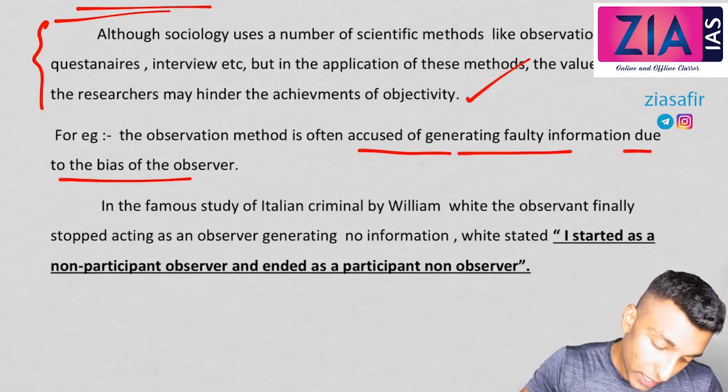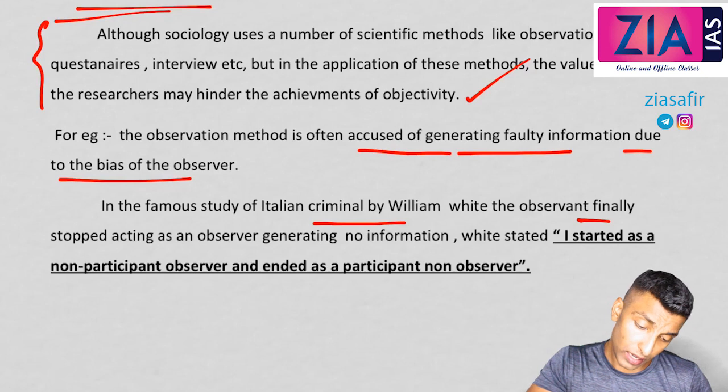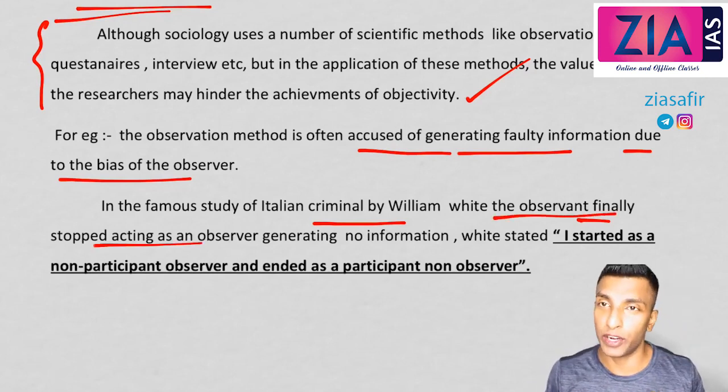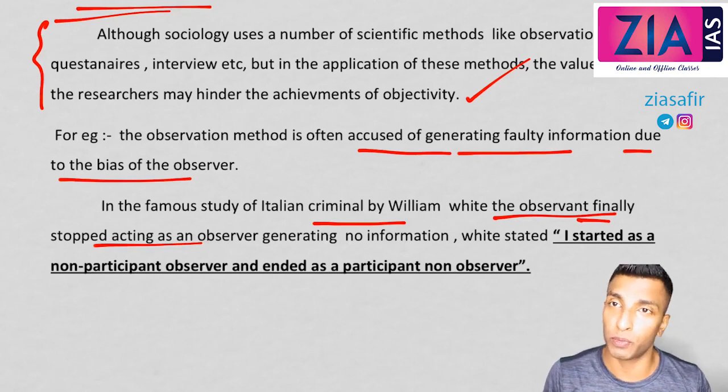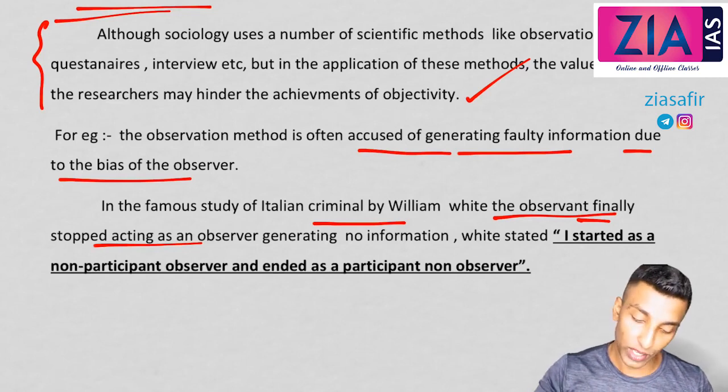Okay, in the famous study of Italian criminals by William White, he observed that the observer finally stopped acting as an observer. See, it was a study on Italian criminals. It was a non-participant observation. You stay away and observe. But what happened finally? He stopped acting as an observer and he became part of them. Okay, that's what he's saying.